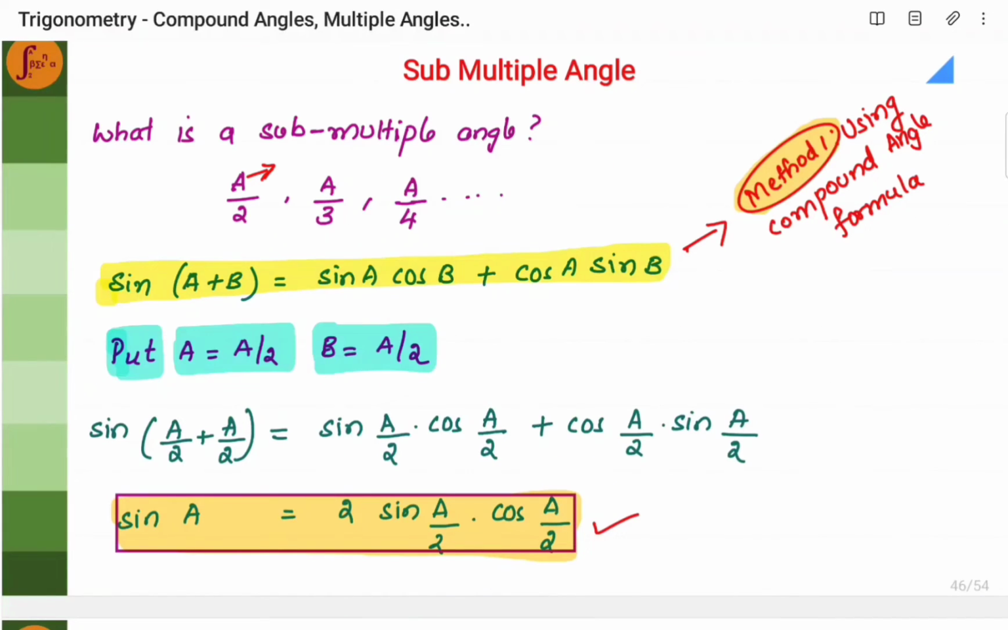There are two methods to arrive at submultiple angles, method 1 and method 2. Method 1, I am using compound angle formulae. You remember, even for multiple angle, I used compound angle. What is compound angle? Compound angle is where you have a combination of two angles: addition or subtraction of two angles, sin A plus B, cos A plus B, sin A minus B, cos A minus B. So these are compound angles. Now using the same compound angle formula, we can arrive at submultiple angle.